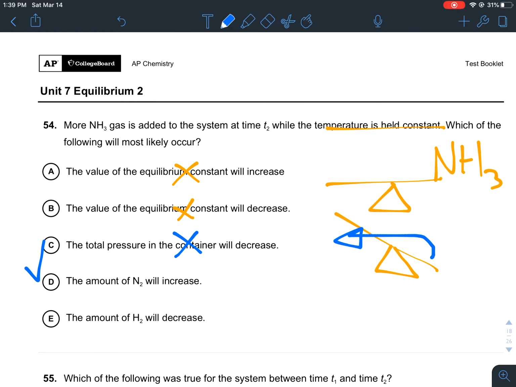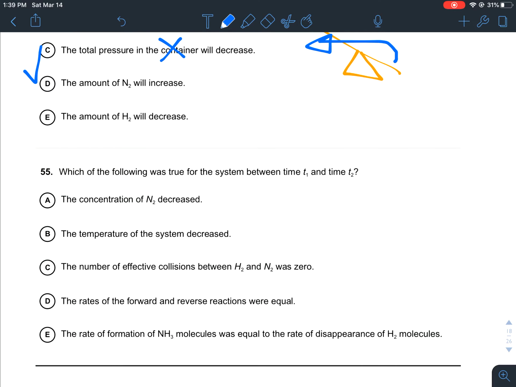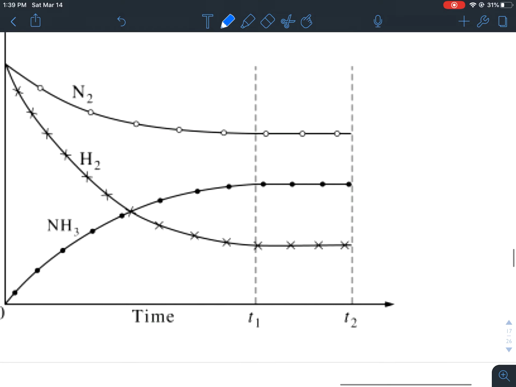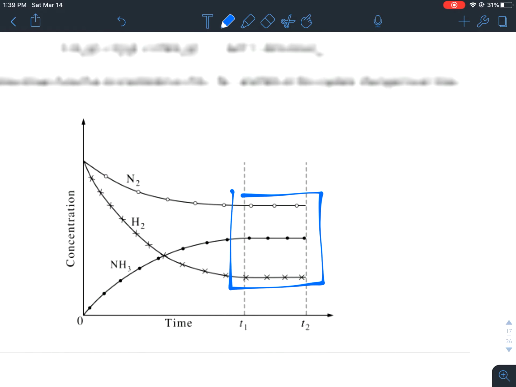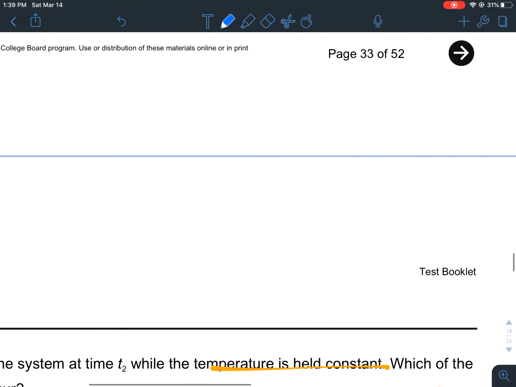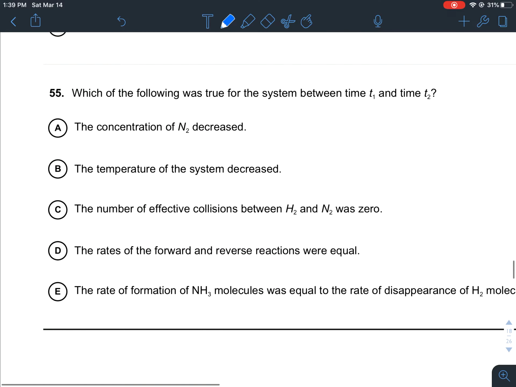All right, number 55. Which of the following was true for the system between time 1 and time 2? Look at time 1 and time 2. What are we at? We are at equilibrium, okay? Equilibrium is not when the substances are equal, it's when the rate of the forward reaction and the rate of the reverse reaction are equal. A, the concentration of N2 decreased? No, it's going to stay the same.